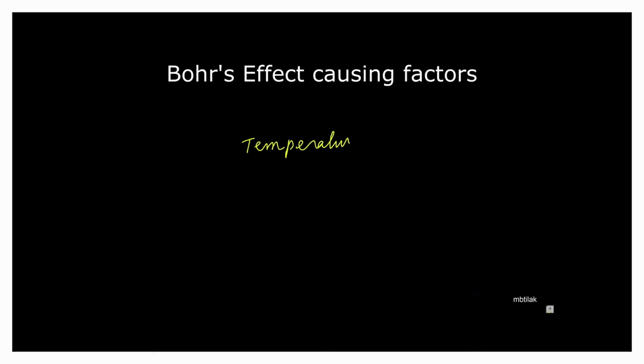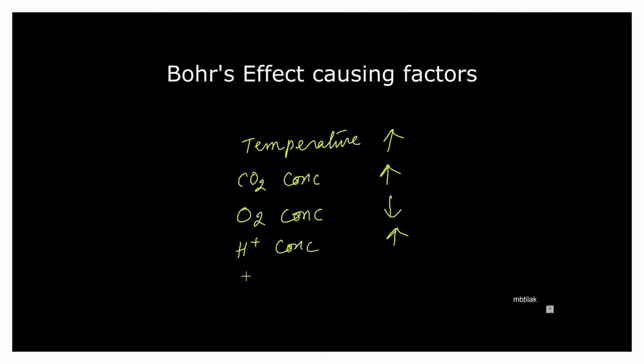When the temperature is more, the graph shifts to the right. When CO2 concentration is more, then Bohr's effect is caused. One more: when the oxygen partial pressure is less, at that time also Bohr's effect is caused. When the hydrogen ion concentration is high, Bohr's effect is caused. When pH is less, Bohr's effect is caused. When the BPG is more, then Bohr's effect is caused.